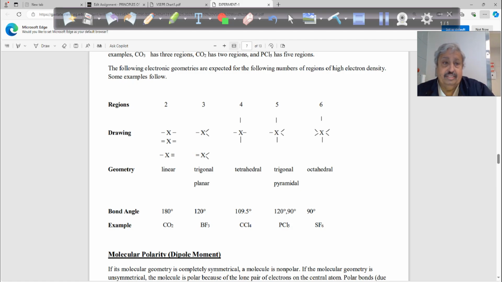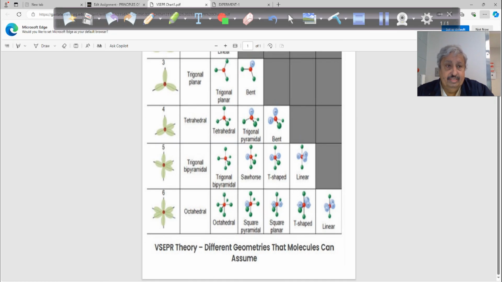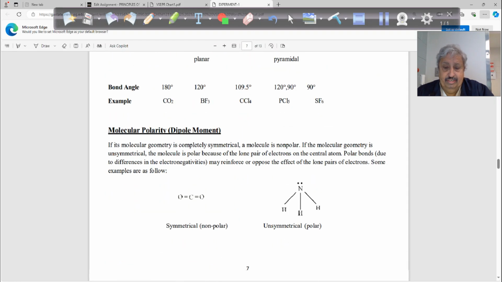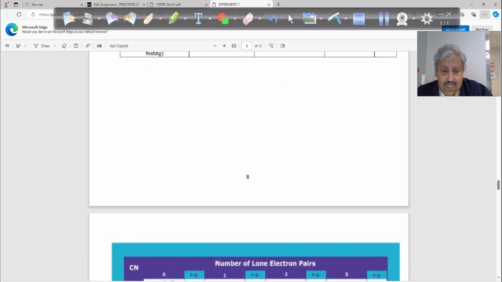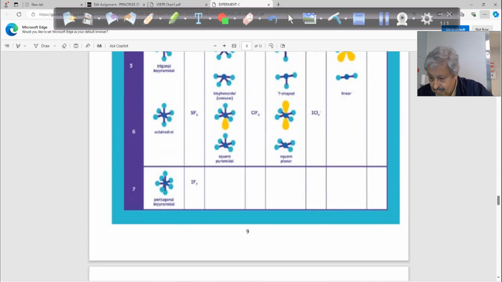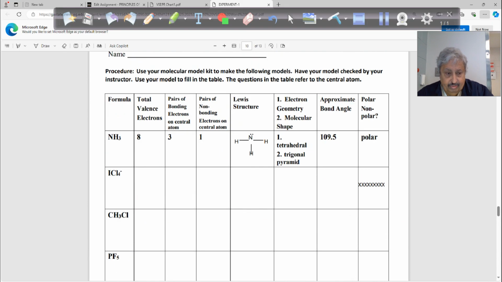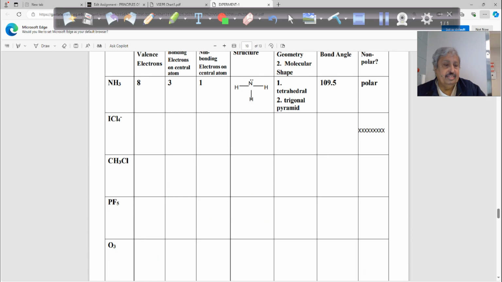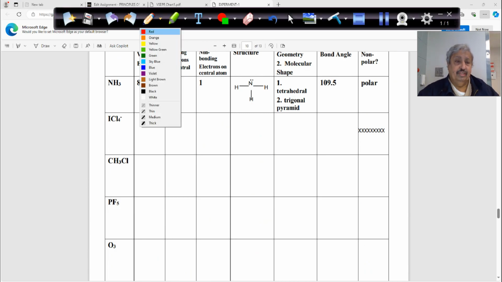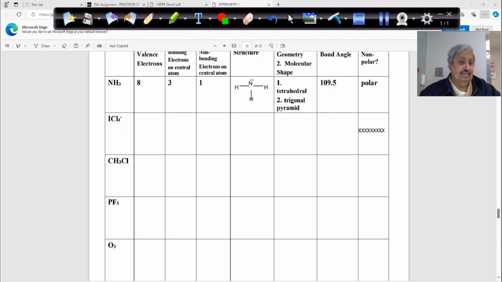So let's take the second one. Where is the experiment here? Let's take the second one, CH3Cl. What's the total valence electrons? I'm doing the second one here.